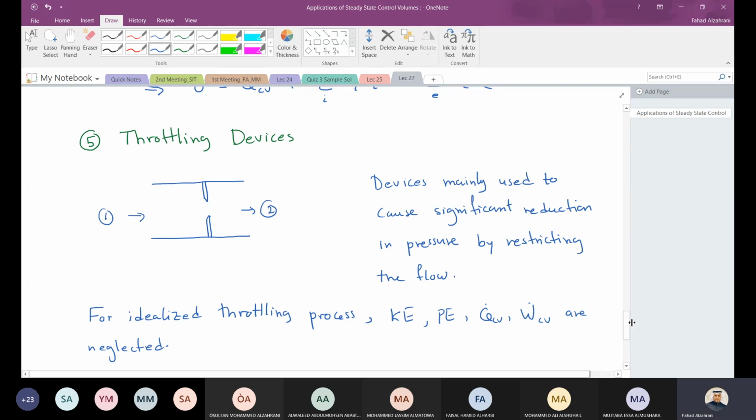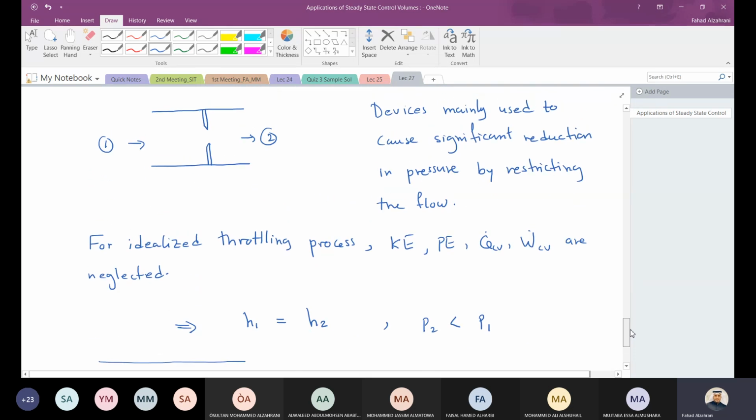All right? So if you apply the energy balance, neglecting all of these terms, you end up with H1 equals H2. Also remember that pressure at the exit is much lower than the pressure at the inlet. That's the objective of the device. So this is the result of the energy balance, where the enthalpy at the inlet is basically the same as the enthalpy at the exit.